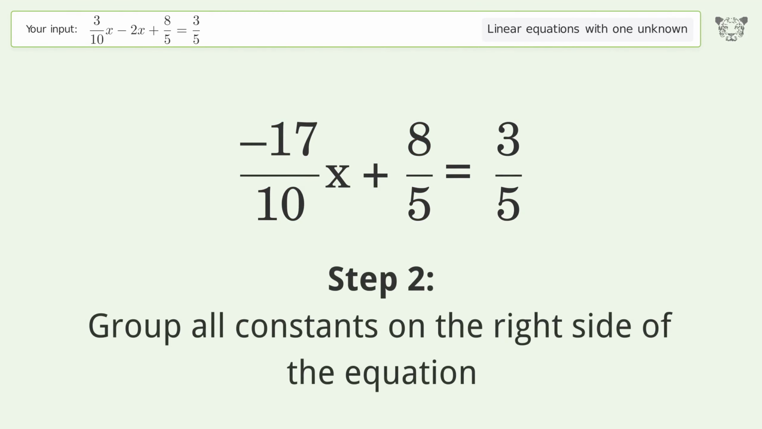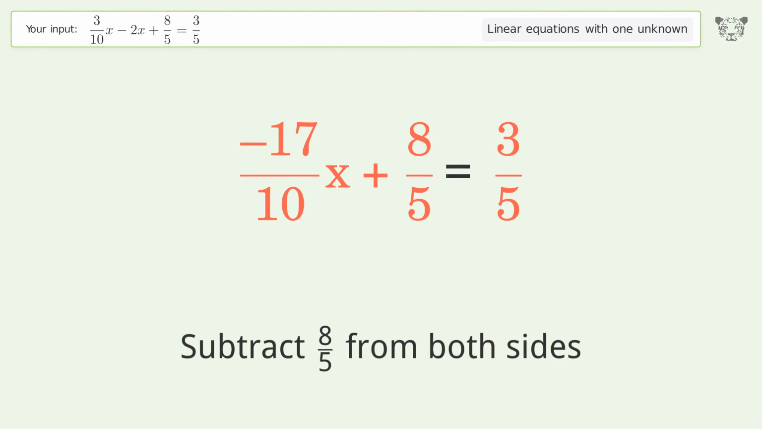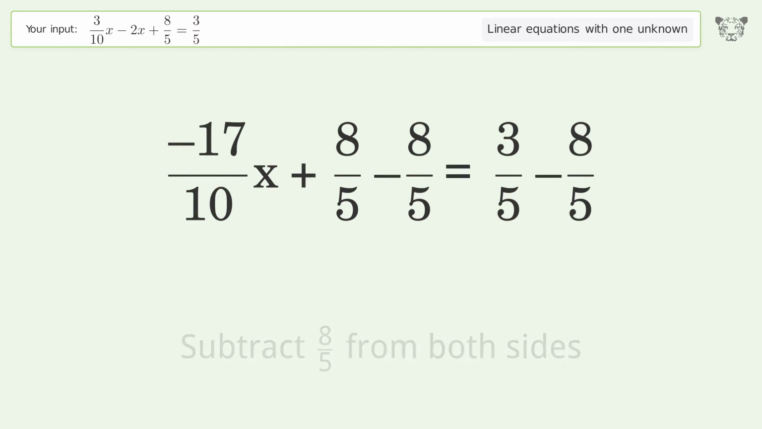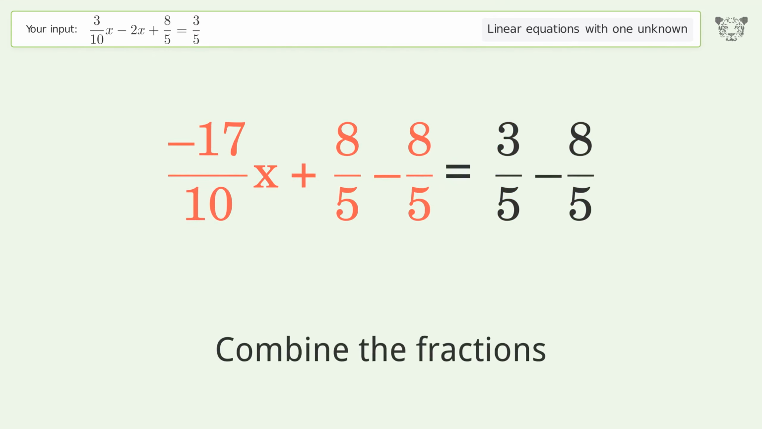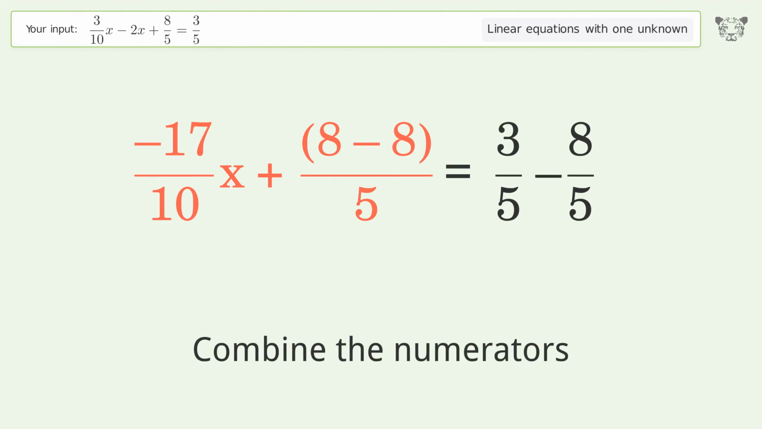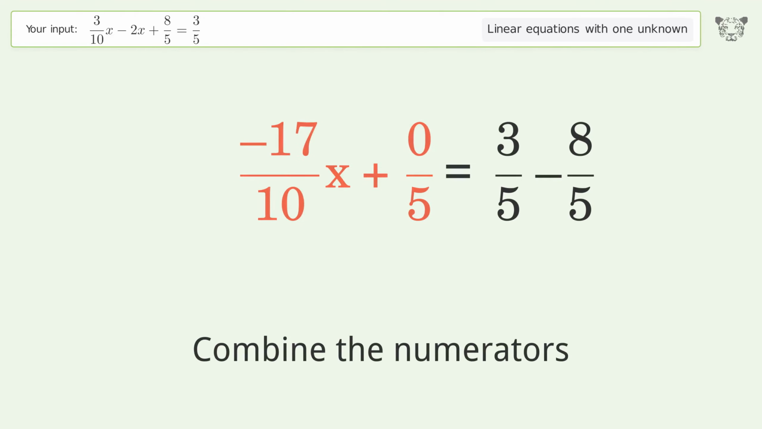Group all constants on the right side of the equation. Subtract 8/5 from both sides. Combine the fractions. Combine the numerators. Reduce the zero numerator.